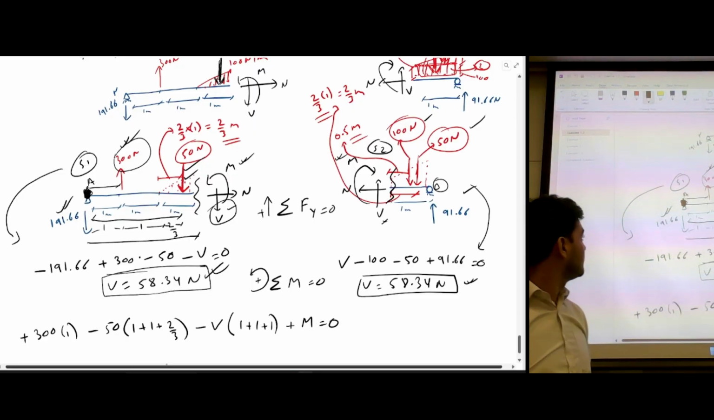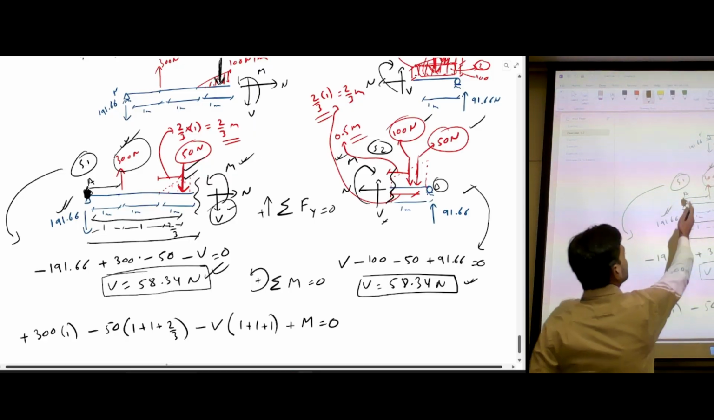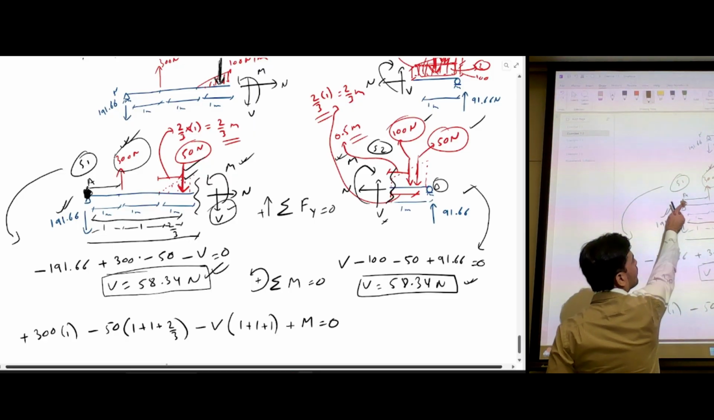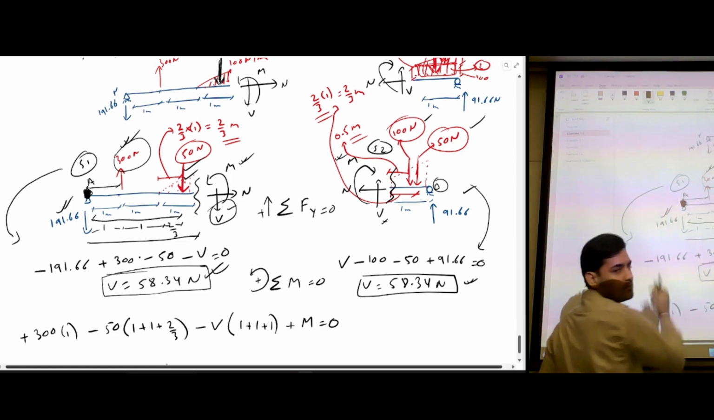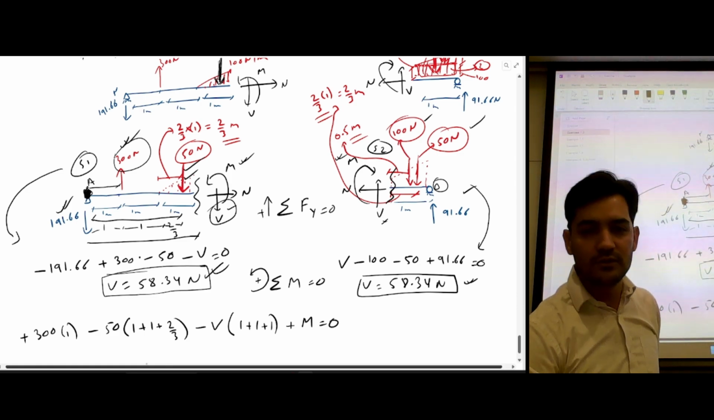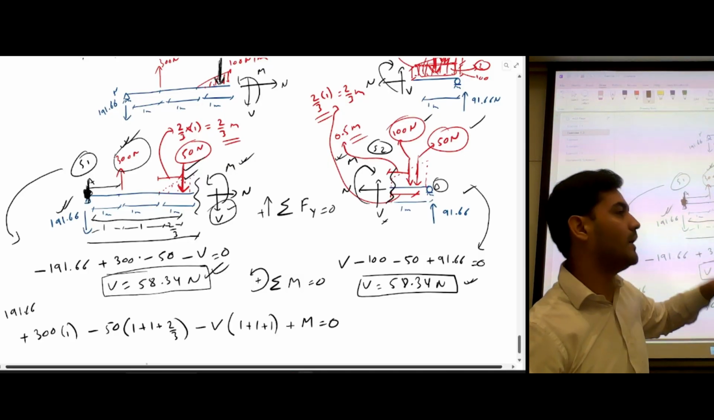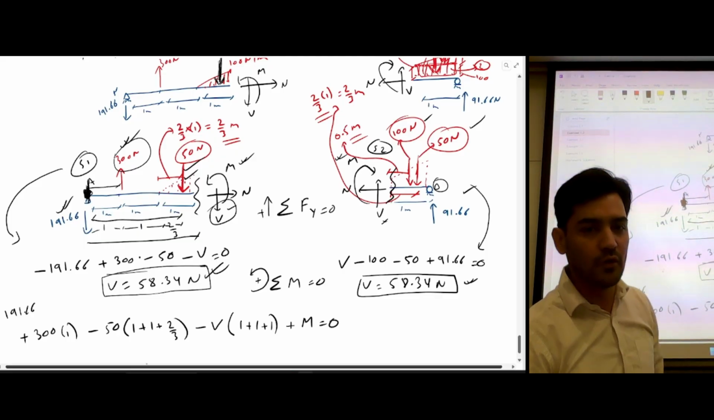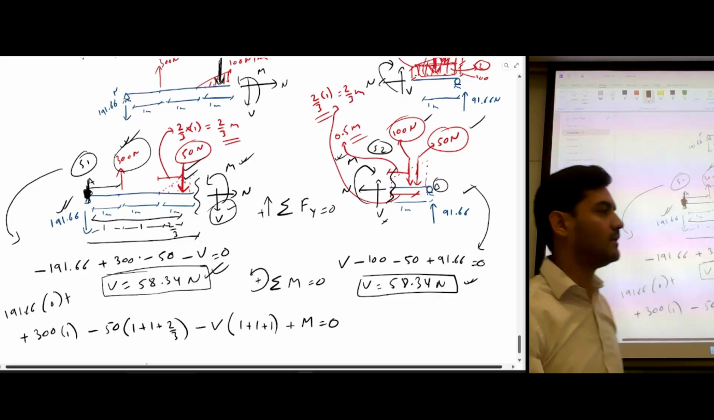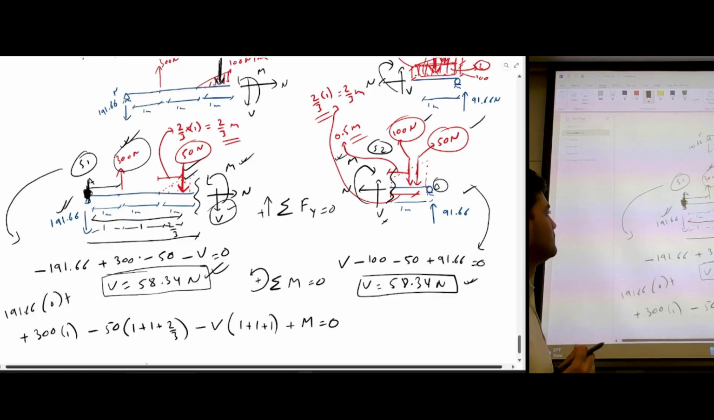No, because we are taking moment at this point, A, right? So yes, you can put the force 191.66, but the distance from where we are taking the moment to that point is basically 0. So it's going to cancel out later.